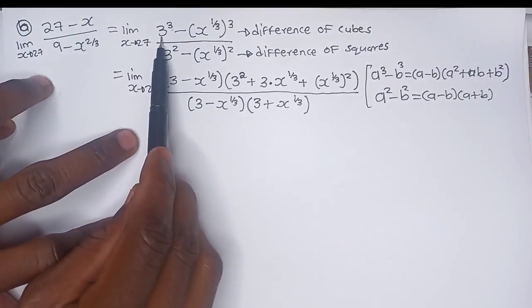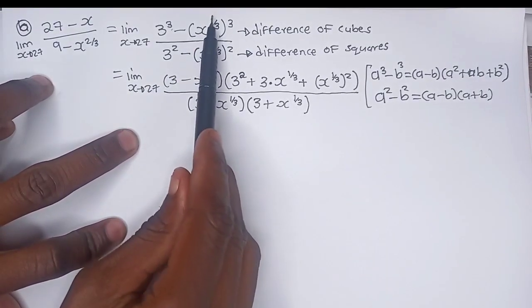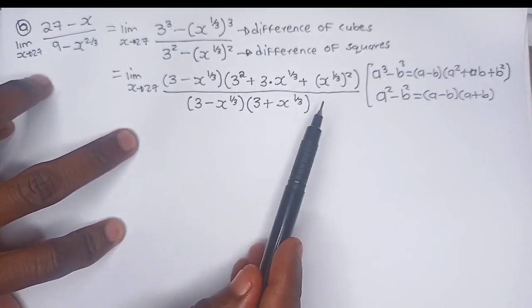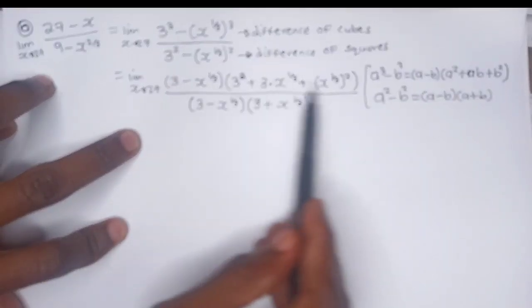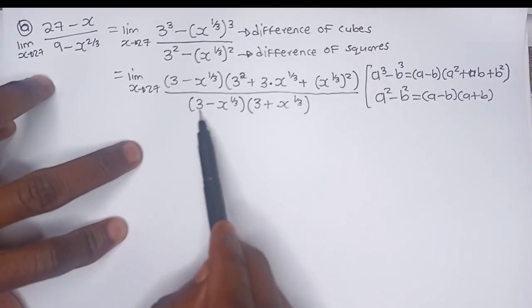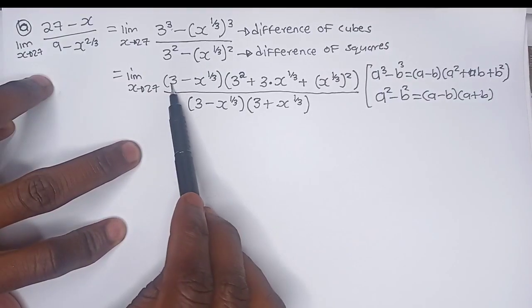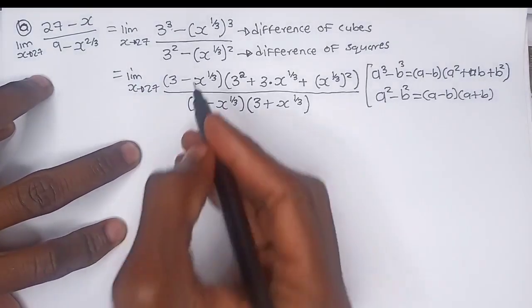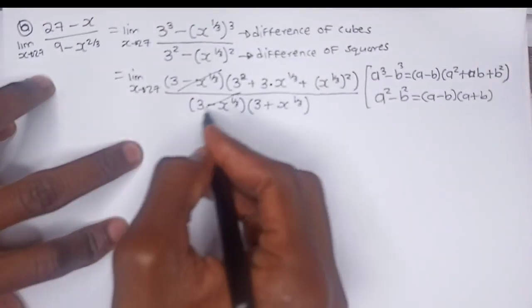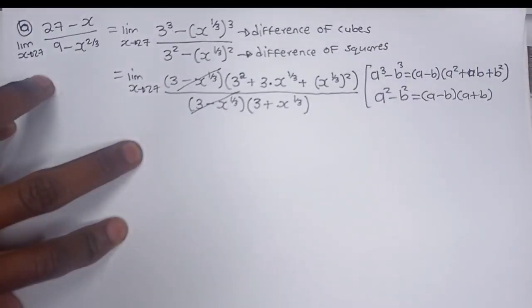So now, take a look at this. Take your 3 as if it was your a, and x to the power 1 over 3 as if it was your b. So it's a matter of substituting what happened here in the numerator for the difference of cubes and also for the difference of squares in the denominator. And I can see indeed that 3 minus x to the power 1 over 3 is my factor, which will cancel out. So I'll be left with this expression.